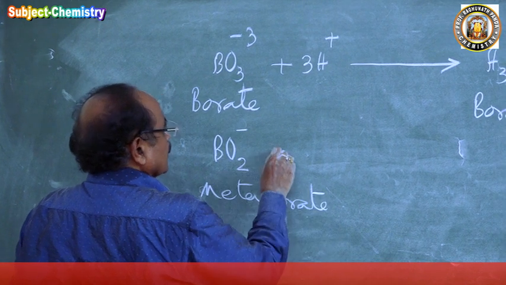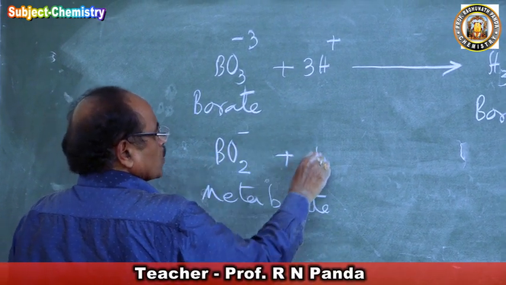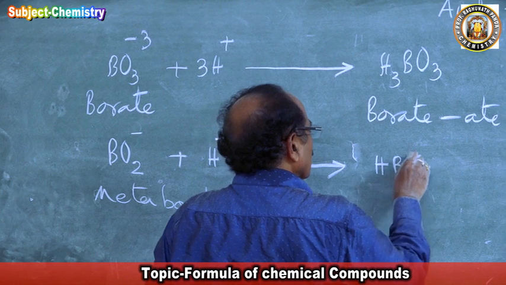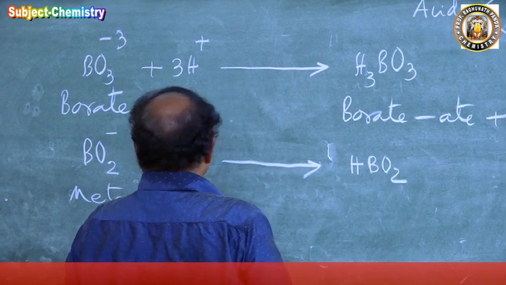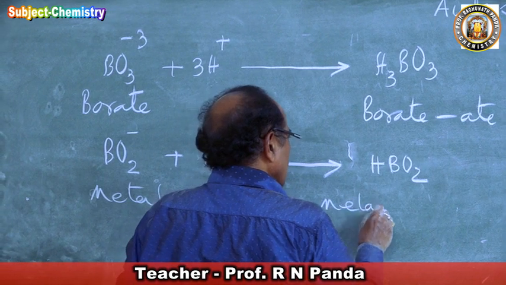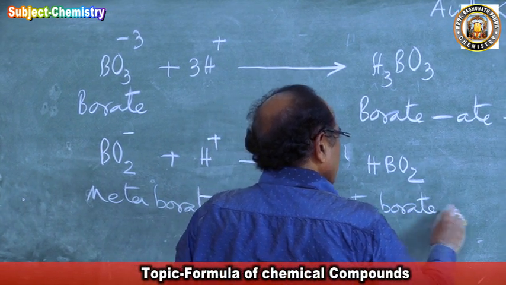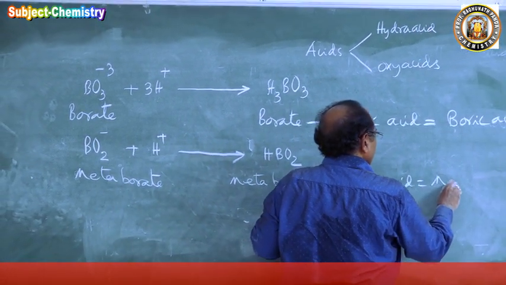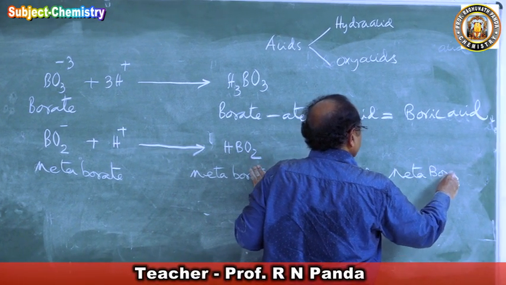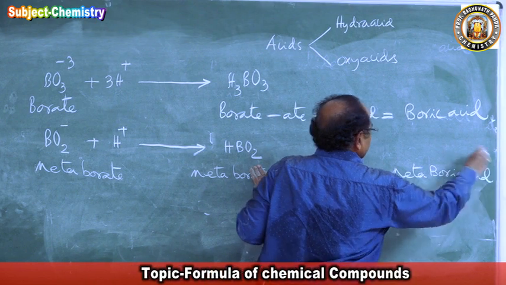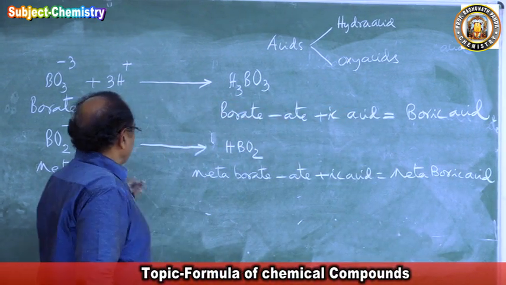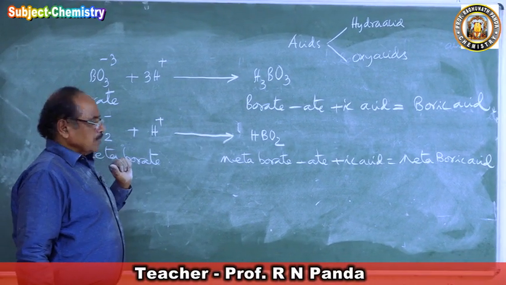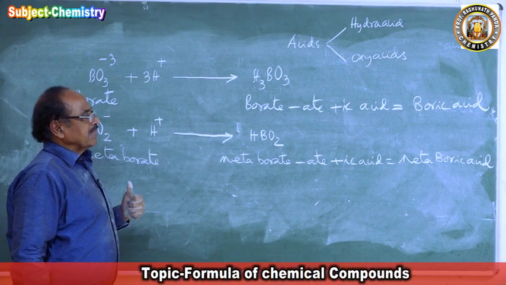Metaborate. So what is the charge here? Minus 1. So 1 H plus will combine. So this will form the acid, what? HBO2. So it is metaborate minus ATE plus IC acid. So the name will be metaboric acid. You see, children, how easily you are getting the formula. BO2 minus is metaborate, H plus, so HBO2. So from metaborate, you get metaboric acid.